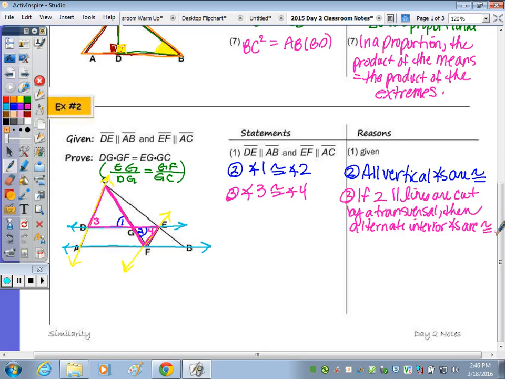See if you can write your similarity statement. It's always written in terms of those angles that are congruent. So number 4, if I say triangle GEF, that would be similar to triangle GEF would be, I went from 2 to 4 to F, so this would be on the other one. GDC, good.